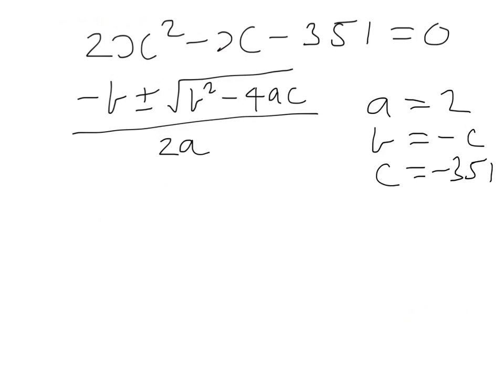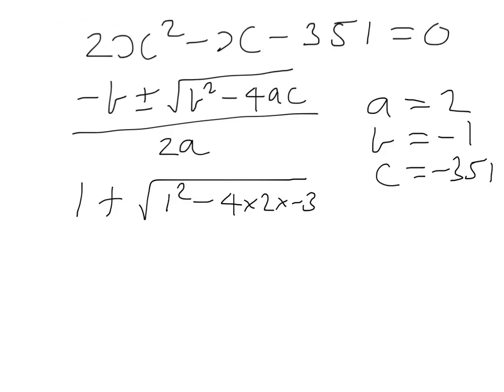Now what have I done here? Let's write minus b. Okay, so b is 1, so minus b is minus 1. We'll drop those in. We'll do the plus first. Minus 1 plus the square root of b squared, so that's just 1 squared, minus 4 times 2 times minus 351, all divided by 2a. Well, 2 2's are 4, so we'll write 4 on the bottom.